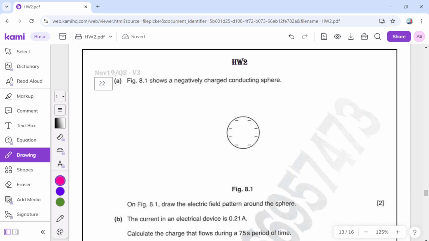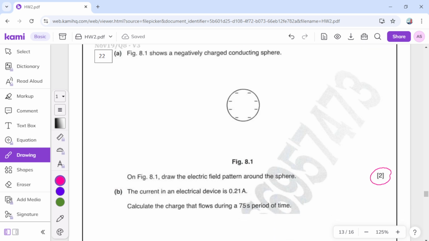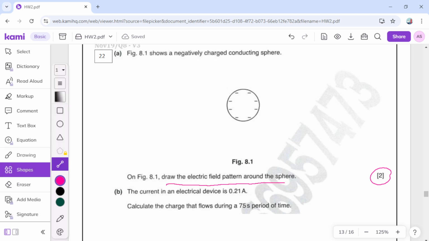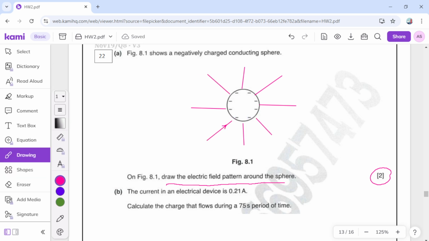Figure 8.1 shows a negatively charged conducting sphere. For the first two marks, don't forget to look at the marks. Draw the electric field pattern around the sphere. As you know, this is the shape of the electric field pattern around the charge. It will be straight lines like this. But don't forget the direction. The direction is towards the negative. Out of positive, into negative.